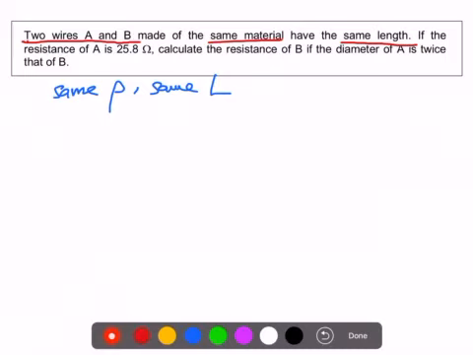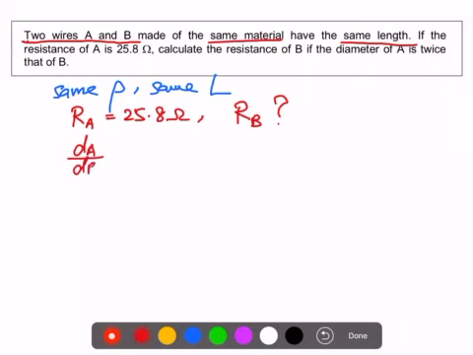The resistance of A is given, right? So we write that down. Resistance of subscript A, 25.8 ohms. Calculate the resistance of B, and that's our unknown with a question mark. Diameter of A is twice that of B, so we write down the ratio. Diameter of A over diameter of B is equal to 2 times.